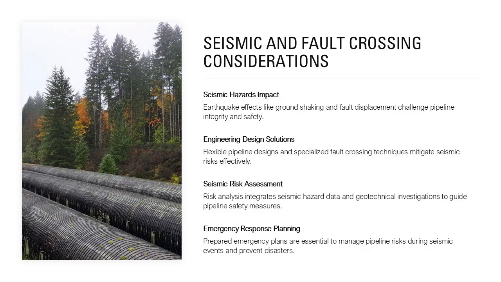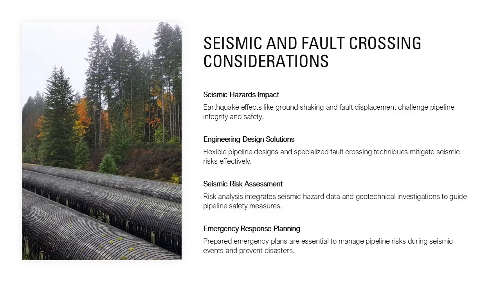Engineering considerations include route selection to avoid active faults where feasible, design for flexibility and strain capacity, and implementation of specialized fault crossing designs. These may involve thicker wall pipe, reduced operating stress, or engineered transition zones. Seismic risk assessment requires integration of regional seismic hazard data, site-specific geotechnical investigations, and pipeline response analysis. Emergency response planning is also a critical component of seismic risk management.